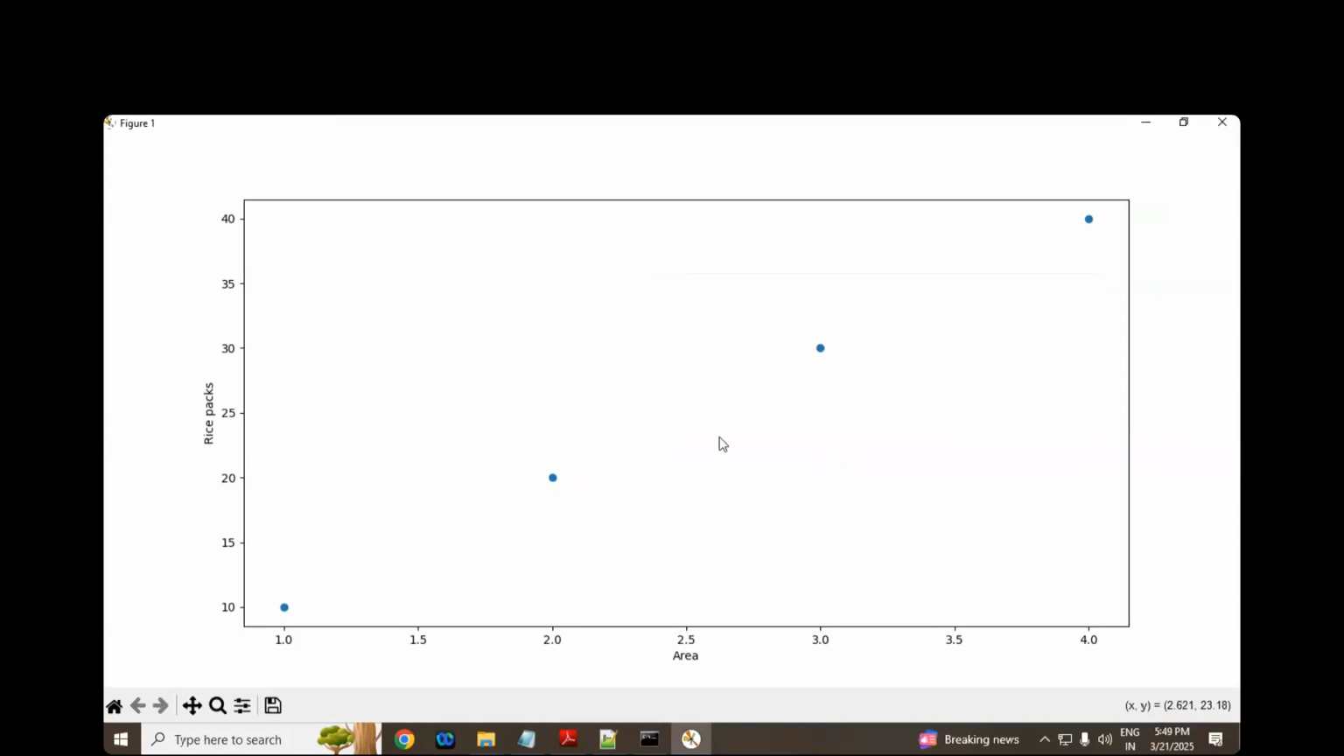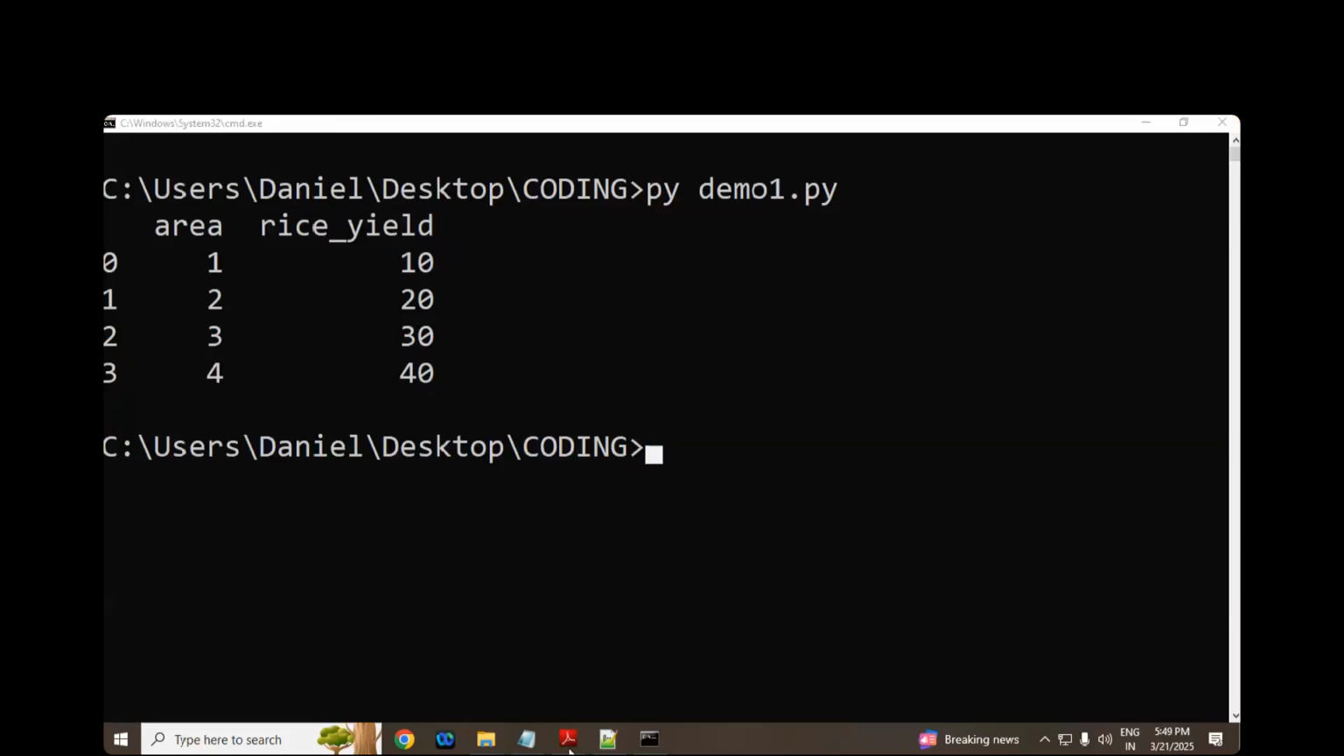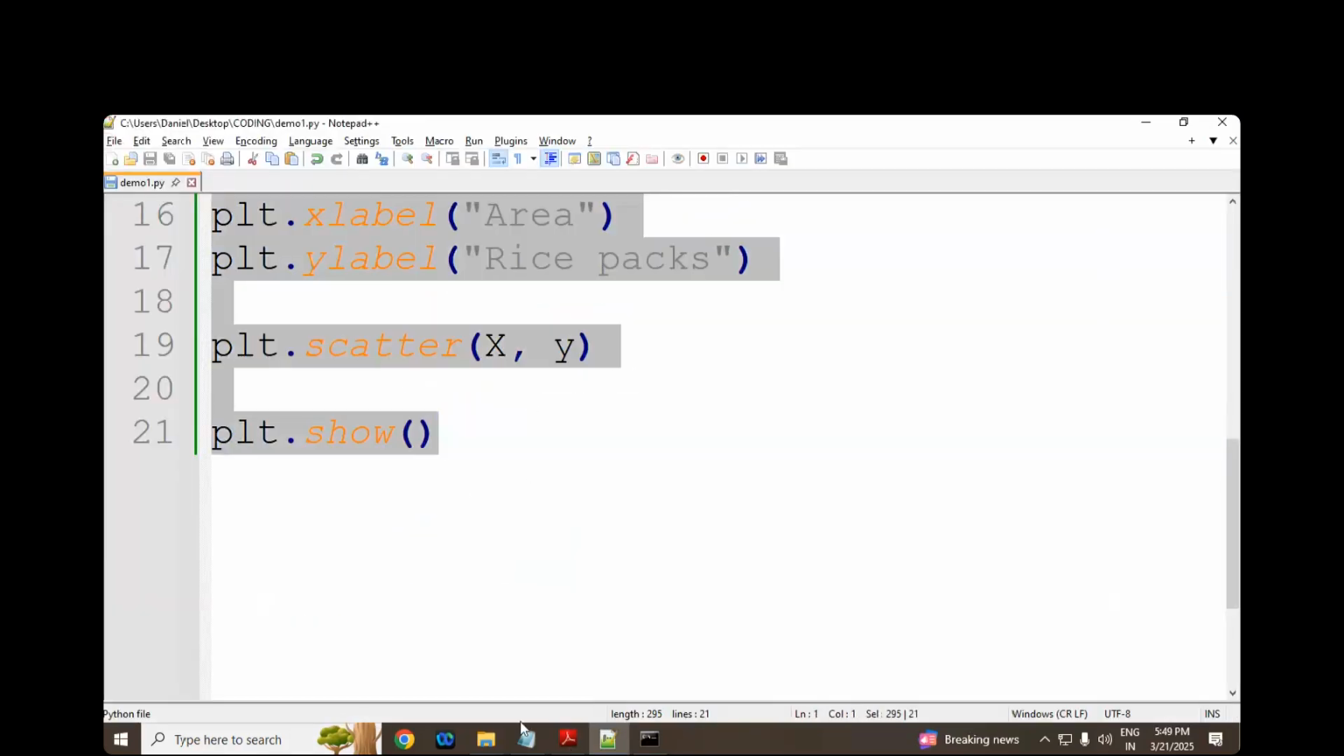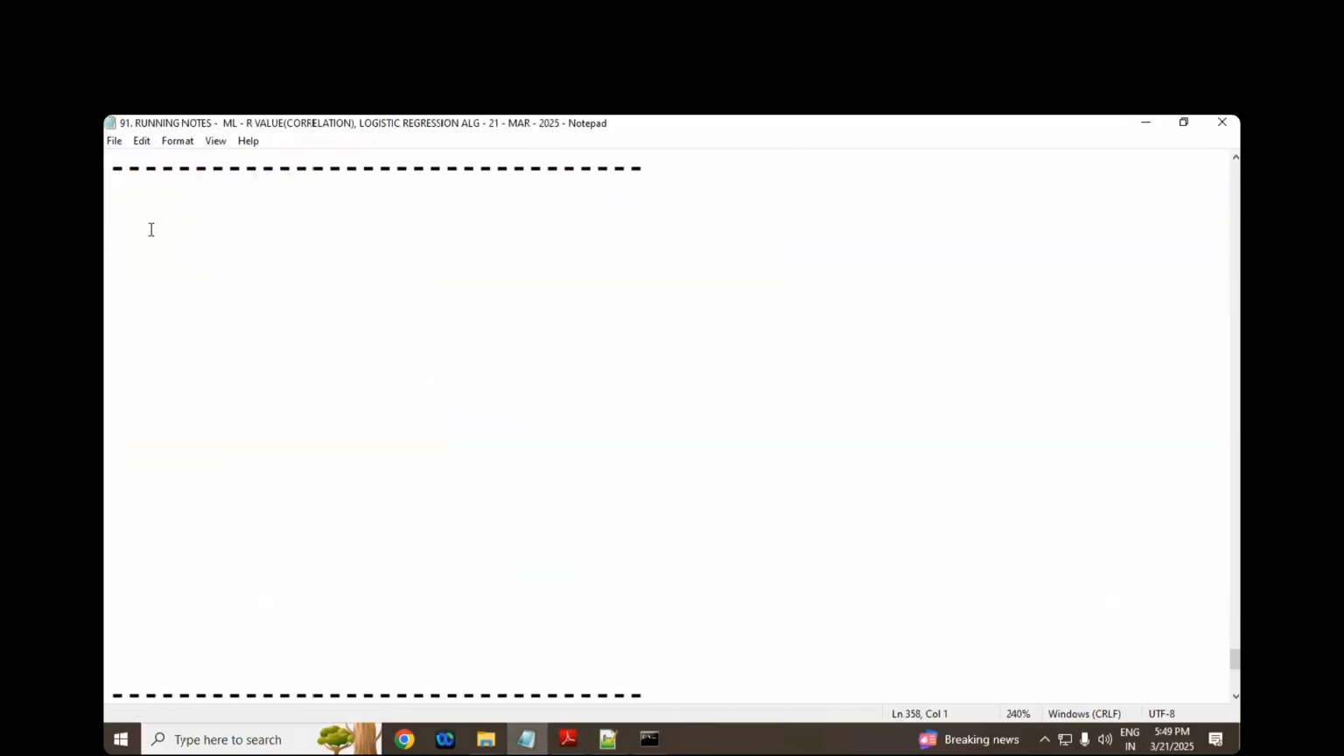I wanted to know the value. If you know the value, you can tell whether it is a very strong, weak, or average relation. You can talk about all these things. Okay. Now let us try plotting the data.